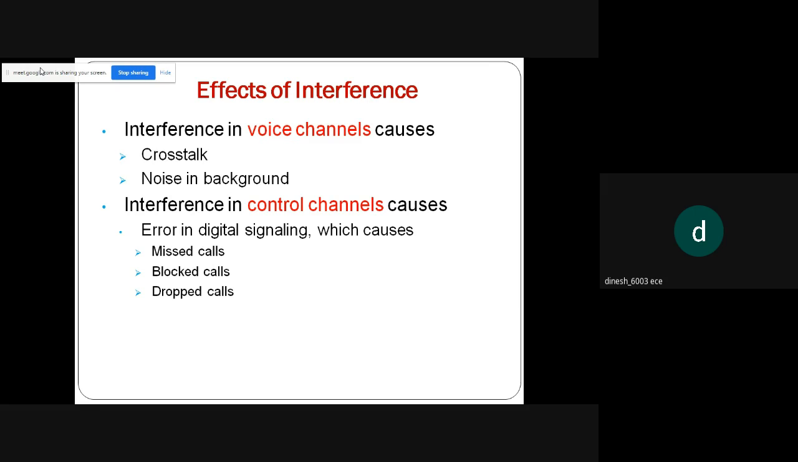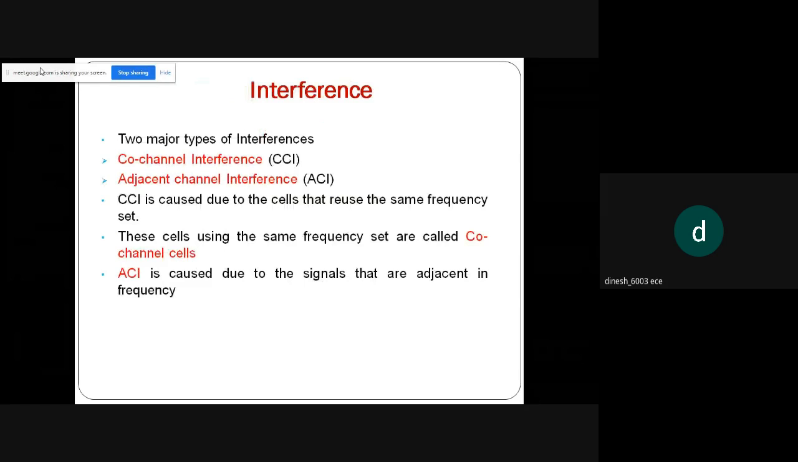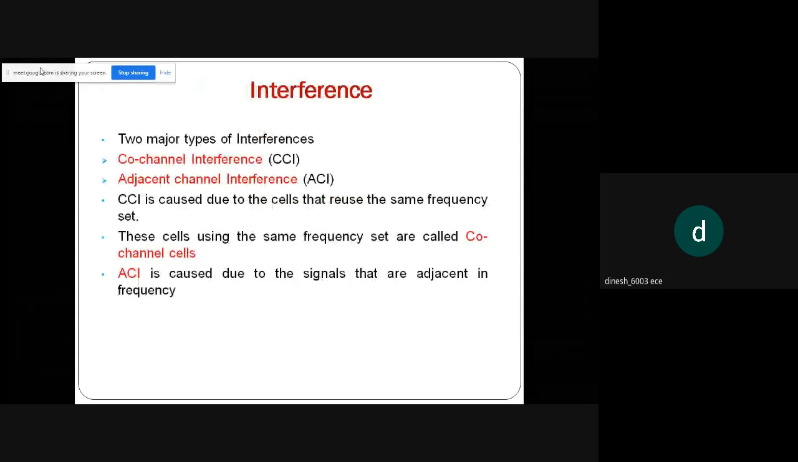Okay, and you make a call to some person. You want to call a person who actually did not block you, but you will get blocked. And during the conversation or during the connection itself, your call will get dropped. So these are the effects of interference. Now let us see the types of interferences.